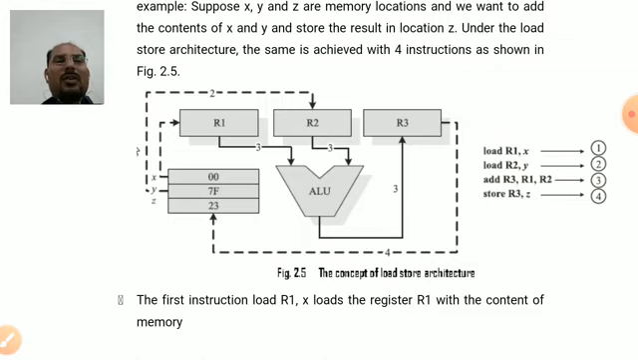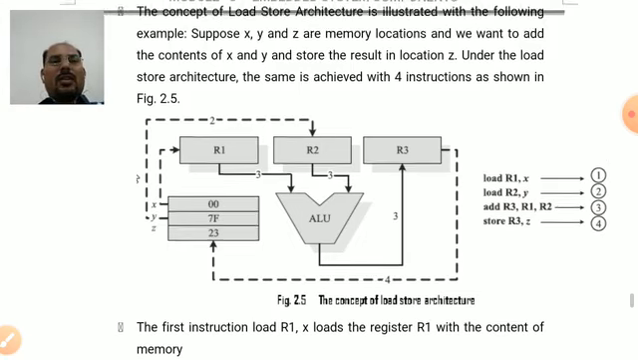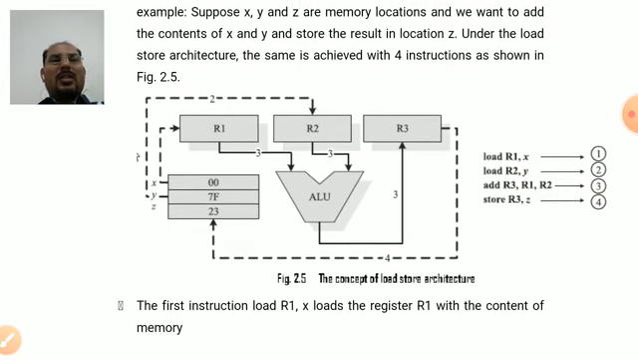Add r3 comma r1 comma r2. The two data taken from the two memory locations are present in r1 and r2. We are adding the content of r2 to the content of r1. That result we are storing into the r3 register. Then store r3 comma z. See here, z is the memory location. The result of the addition is present in the r3 register. I am storing that into the memory location pointed to by z. See, this operation requires 4 operations to be performed.